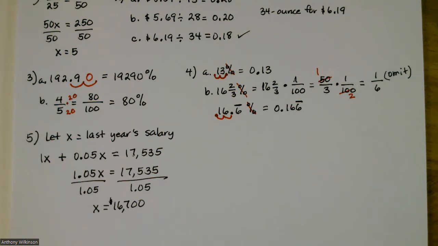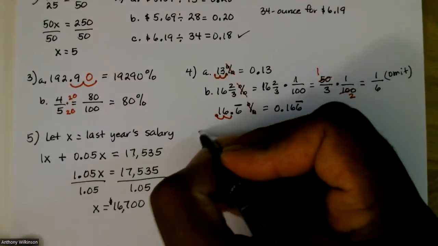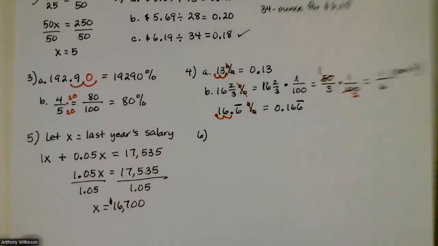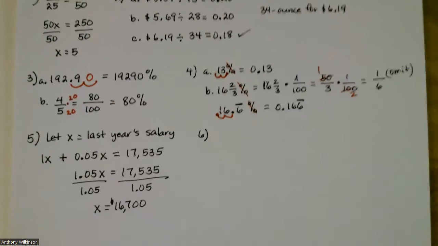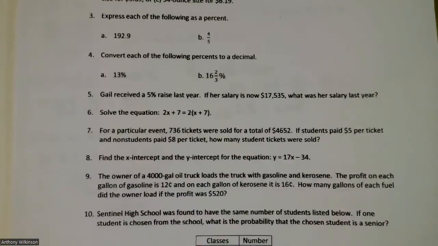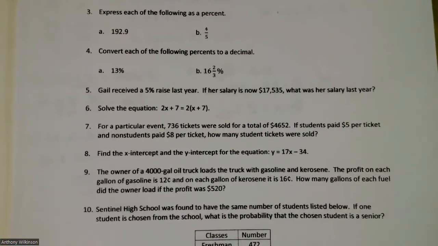Okay. All right, number 6 is to solve the equation. And in this case, we have 2x plus 7 is equal to 2 times the quantity x plus 7.